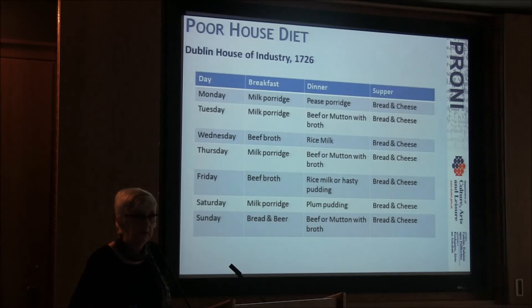And if you notice, there's nothing there about the potato. Nobody's eating potatoes here. This is all a different diet entirely.